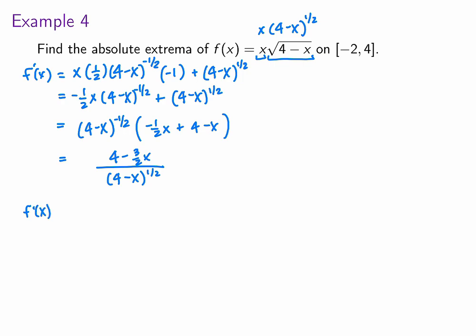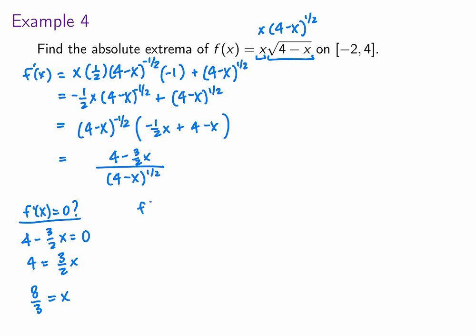So f prime of x equals 0. Well, that is going to be where my numerator is 0. So 4 minus 3/2 x equals 0. And I'll solve for that. So 4 is 3/2 x. Multiply both sides by 2/3 to cancel out that fraction. And I get 8/3 equals x. So that is a critical point.